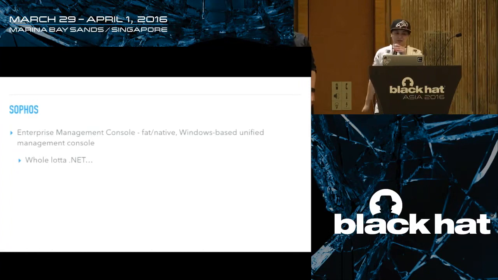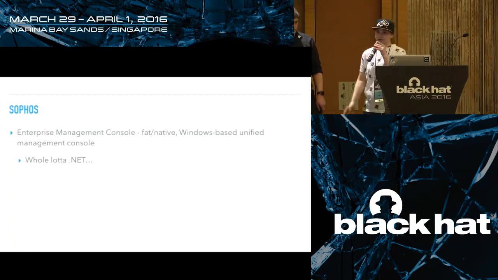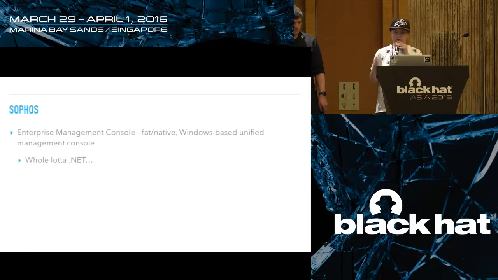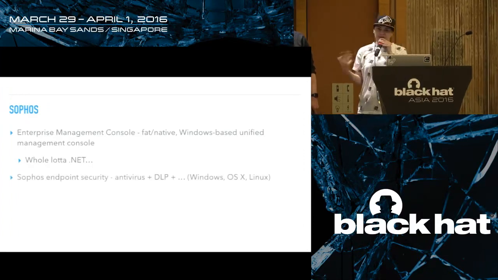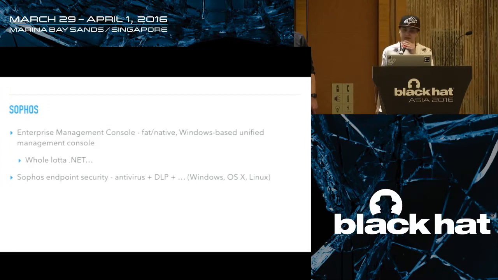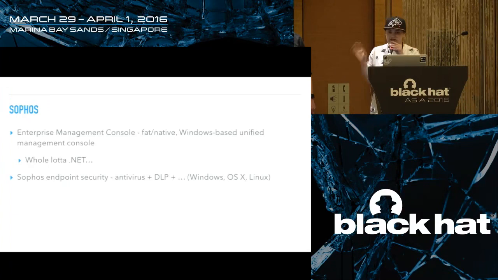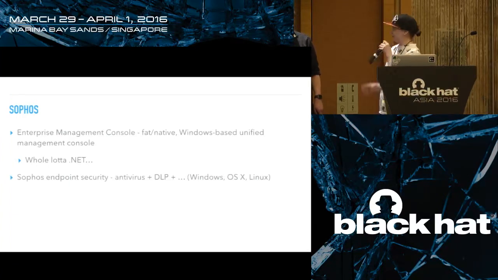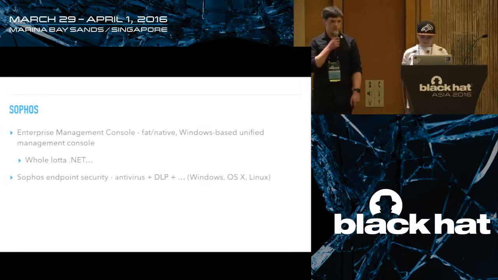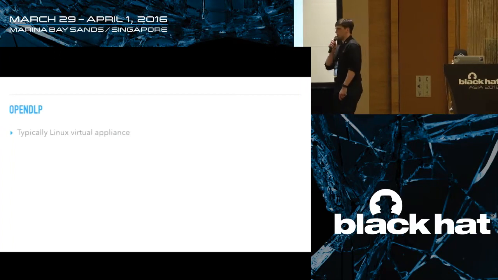The enterprise management console is primarily .NET, and we'll get into a little bit of what problems arose from their usage of .NET. The endpoint security is sort of a bundled solution where you get all of your little security top hits, antivirus and DLP and firewalling functionality. Those are available for Windows, OS X, and Linux. So pretty standard. OpenDLP. You can download it as a virtual appliance, or you can install it.